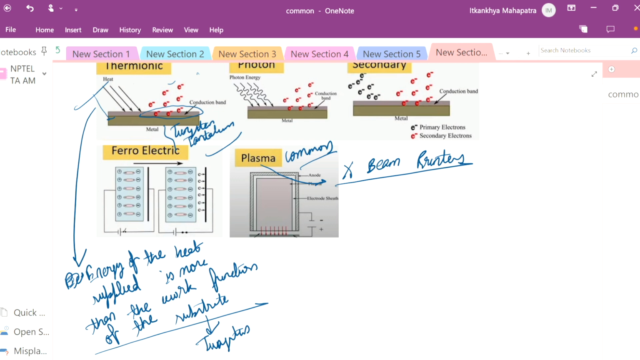Okay, so the concept is very short. It should be clear. We are applying heat, electrons are generated. The energy of the heat supplied is always more than the work function of the substrate. Substrates which we use are tungsten and tantalum, and these electrons are always on the surface. So we need a mechanism so that they will be focused. This is the total gist of this process.